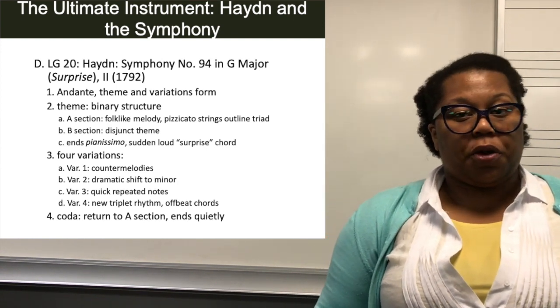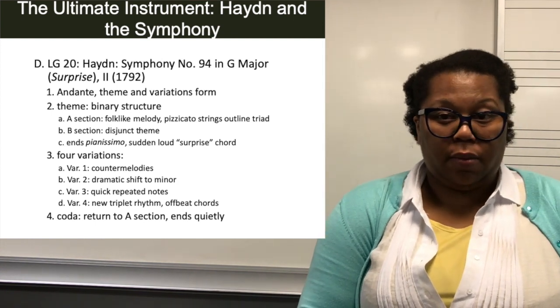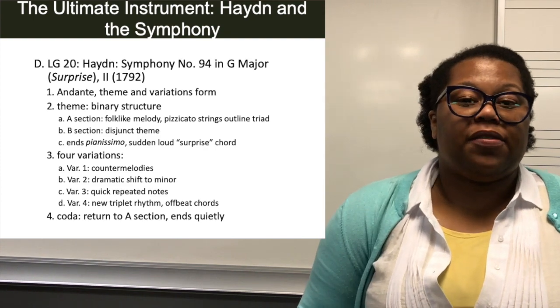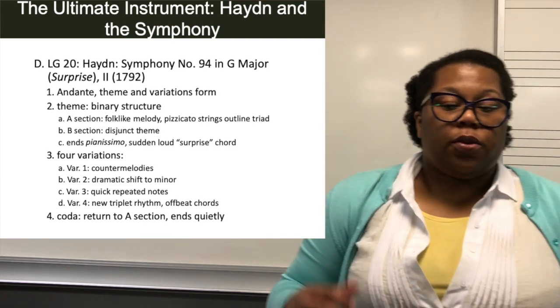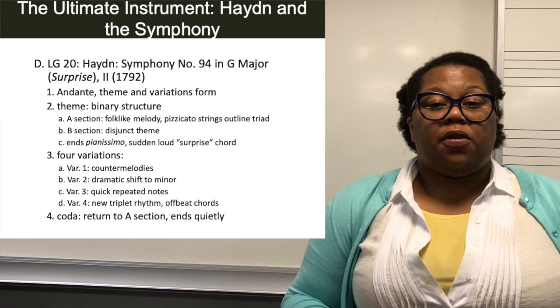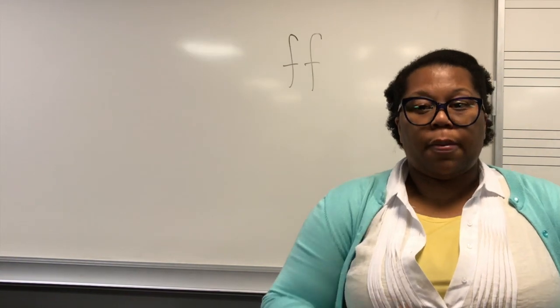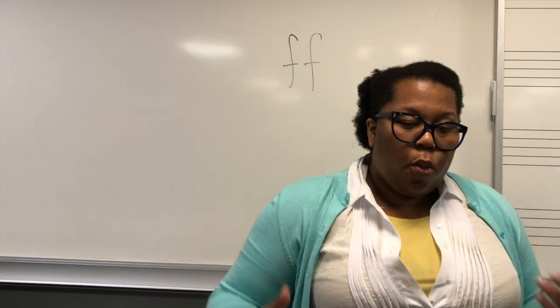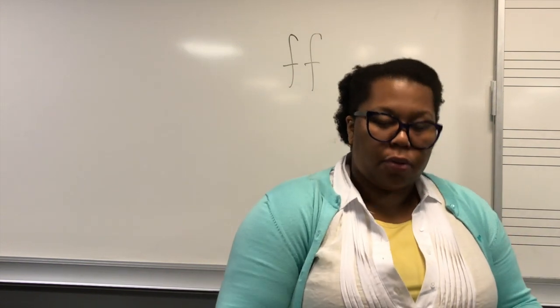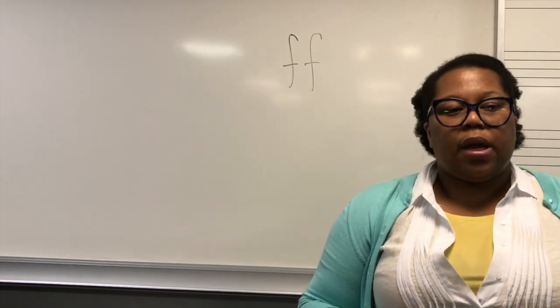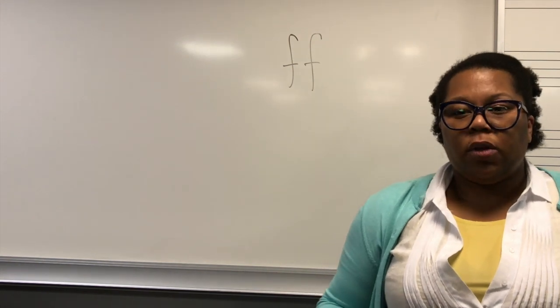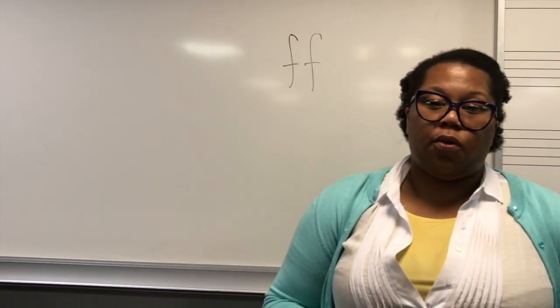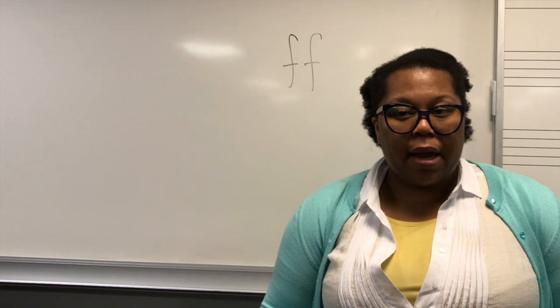All right, so in Listening Guide 20, we have the Haydn Symphony number 94 in G major, nicknamed the Surprise. We're going to take a look at the second movement, and this piece was written in 1792. So the second movement, the slow movement of the symphony genre, is andante. So remember, andante is that walking tempo, like you're walking through the park without any hurry. It's just really relaxed. So this one is a theme and variations form, and the theme has a binary structure.